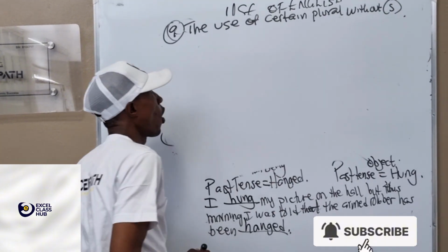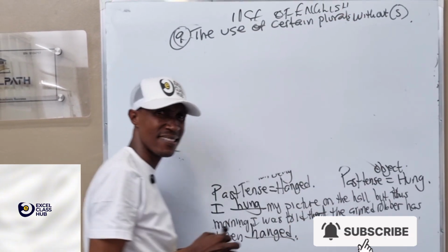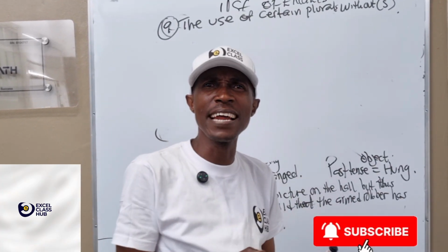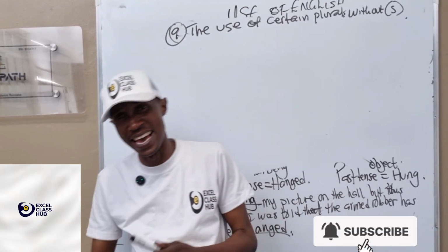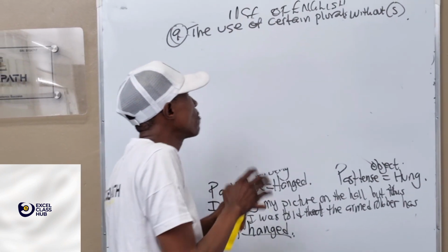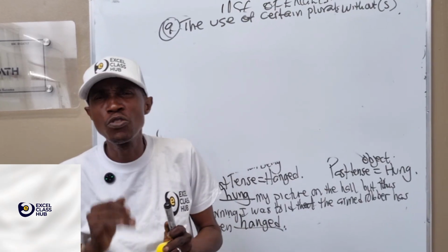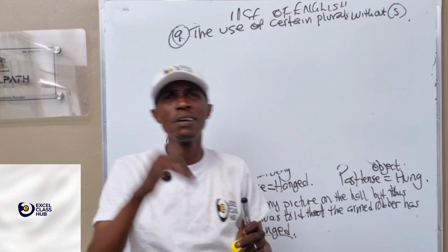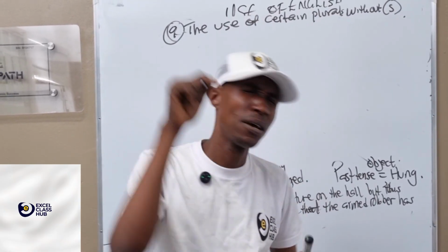The use of certain plurals without s. From the beginning, we are told that for you to identify a noun that is a plural, it must carry what? S. And now we are saying that there are certain plurals that do not carry s. We are going to mention some of them. And we are saying that whenever you see questions related to such, you are to regard them as plural.